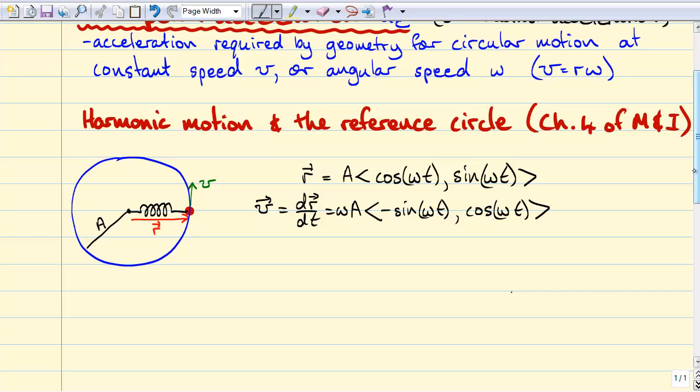So this is our equation for the velocity as a function of time, and note that sine of 0 is 0, which means no velocity in the x direction, but the y component is positive because of cosine, right? Cosine of 0 is 1, so we get a velocity that goes up.